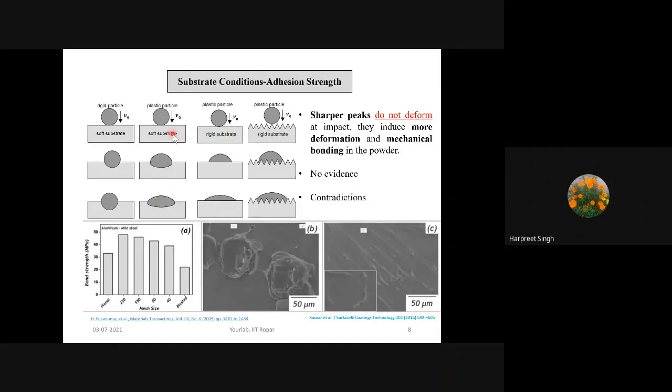In fact, this is something which is very easy to quote. And then we have plastic particles but a rigid surface. So there, the particle deformation will take place more. These are more like idealized conditions here.